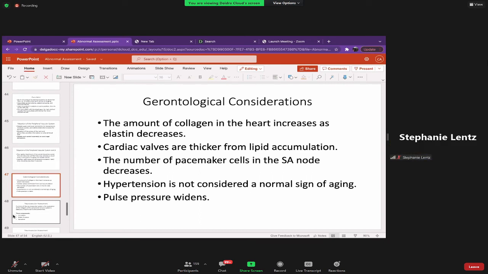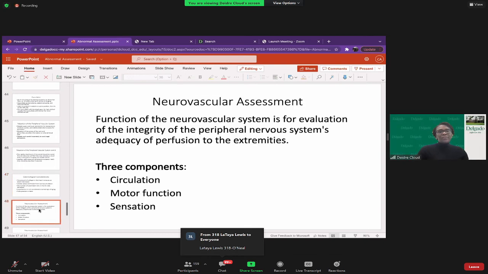All right. Now we're going to move on to the neurovascular assessments, and it has 3 components: the circulation, motor function, and sensation. And this system is dealing with the adequacy of perfusion to your extremities. So what kind of signs and symptoms do you think you'll get when you have insufficient perfusion to your extremities?